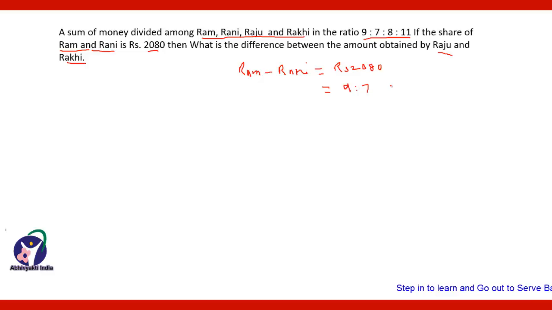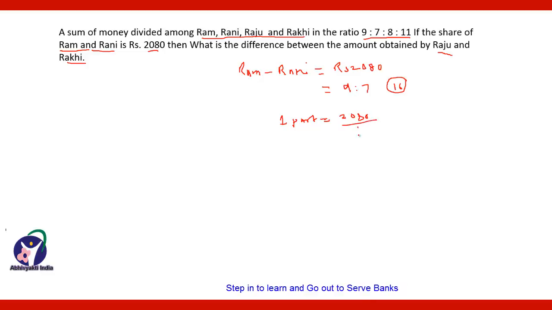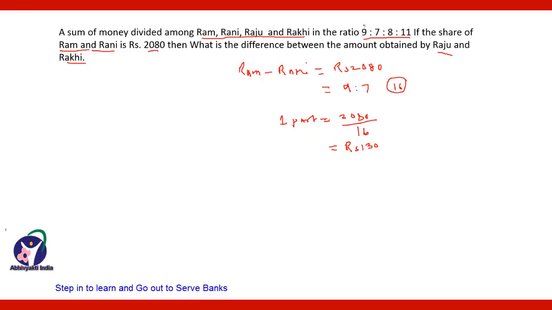So the total parts are 16 parts. So one part will be equal to 2080 divided by 16, and so this one part is rupees 130. Since one part is rupees 130, 9 parts will be of Ram, 7 parts will be of Rani, 8 parts will be of Raju, and 11 parts will be of Rakhi. We have to find about Raju and Rakhi. So Raju's part is 8 and Rakhi's part is 11.